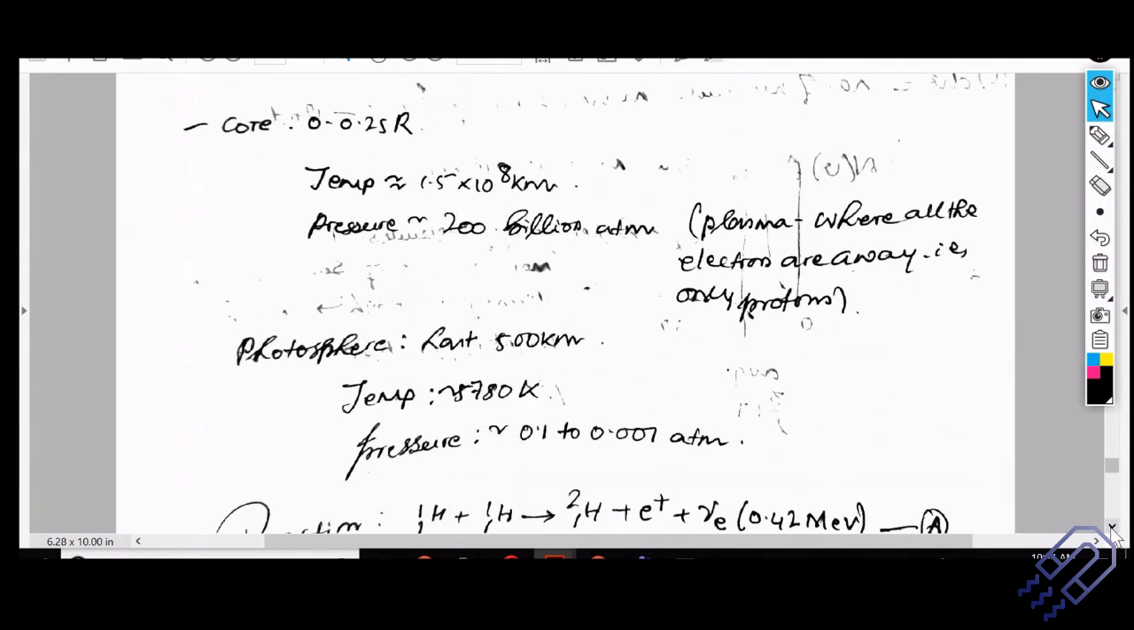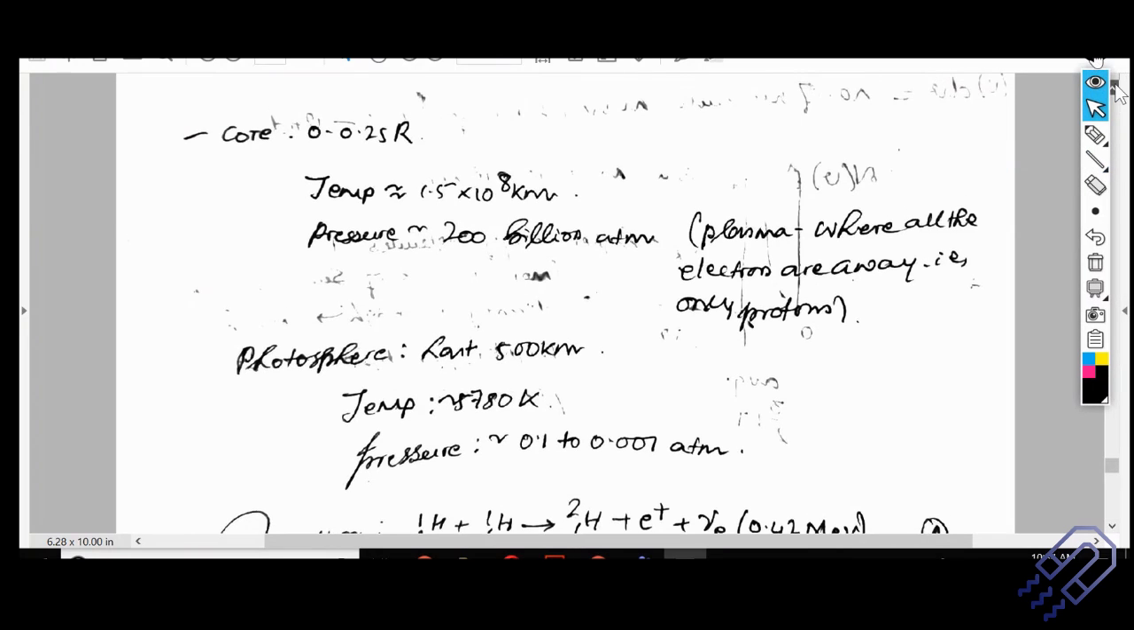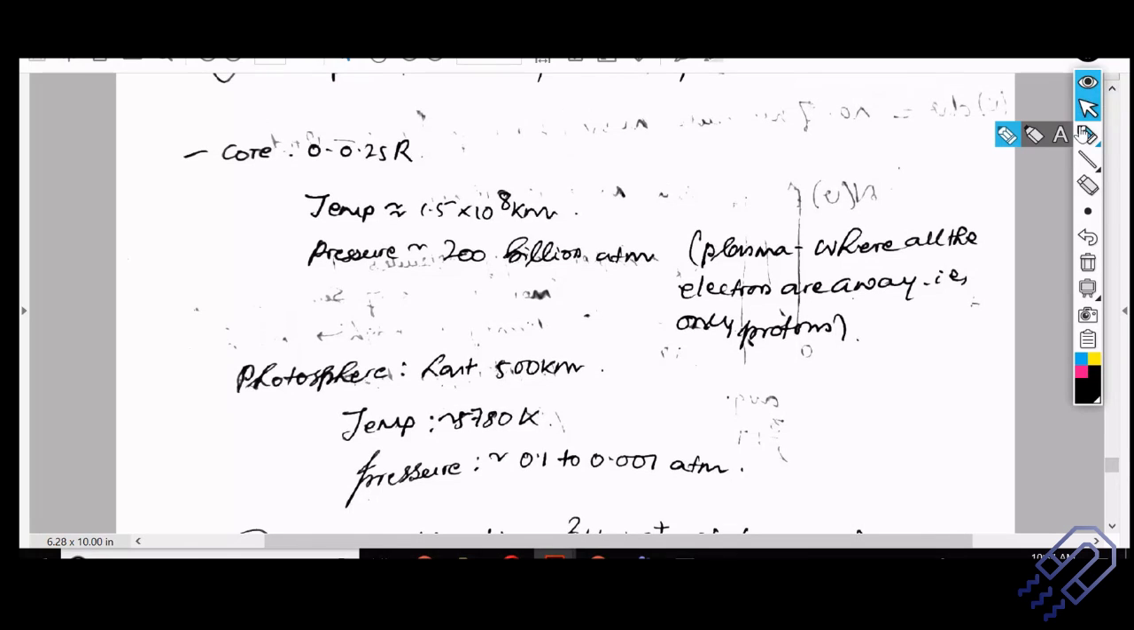Where exactly the cycle or the reaction happens, as I said, is in the core. If we try to understand the core a bit better, I think something is wrong here. This is 10 to the power 7 Kelvin, not kilometer. Anyway, the pressure is 200 billion atmosphere, huge pressure. And if you consider the states of matter, solid, liquid, gas, there is a fourth state of matter, which is called plasma. Plasma exists at a very, very high temperature. Even if the pressure is more, the chances are there will be a plasma state.